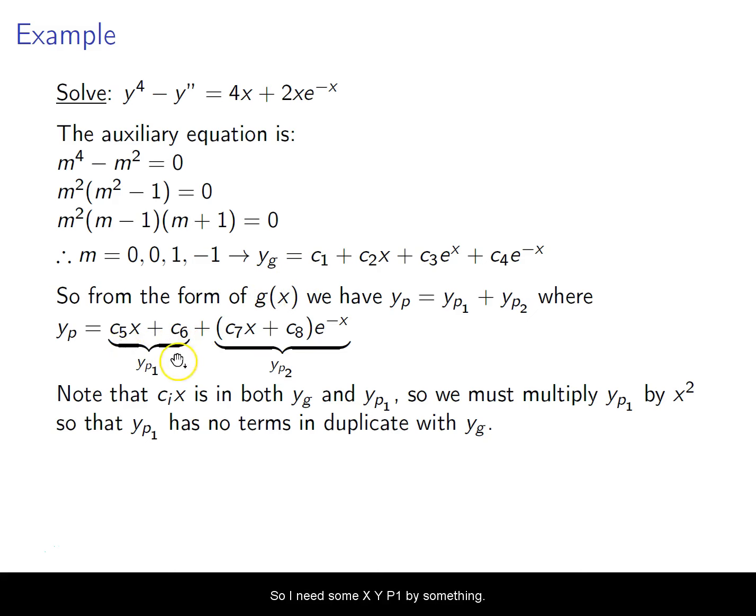Okay, so I need to multiply y p1 by something so that it's not identical to this. And you're like, well, it's not identical. They've got different coefficients. But I could add these together. If I add c1 and c6 together, it's one constant.